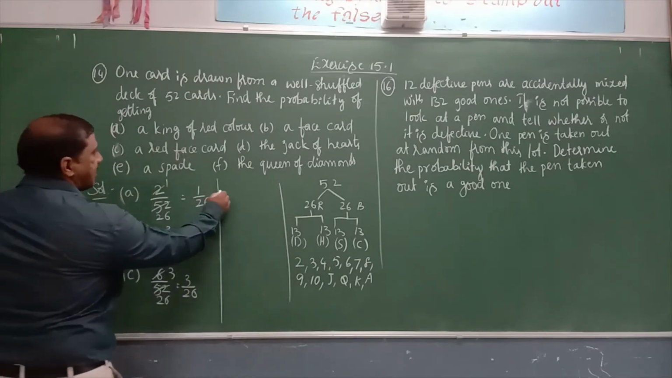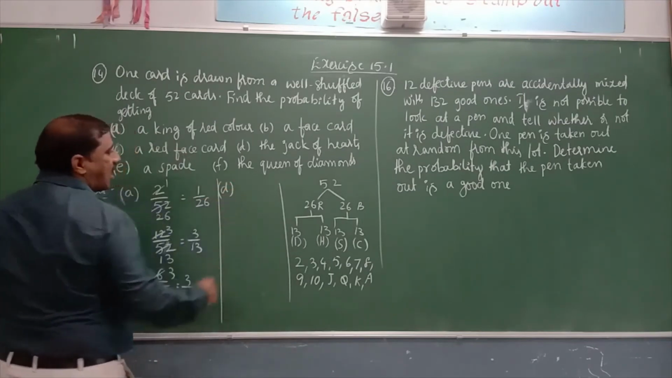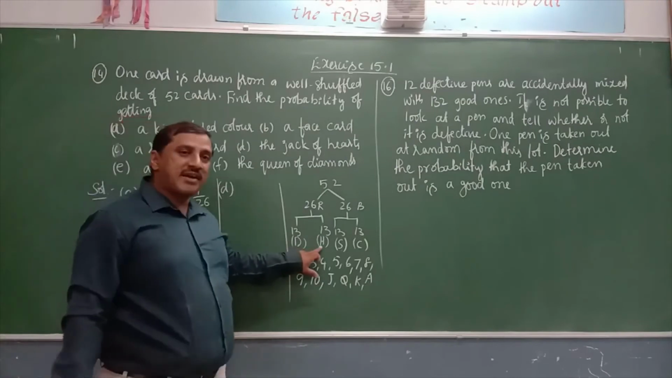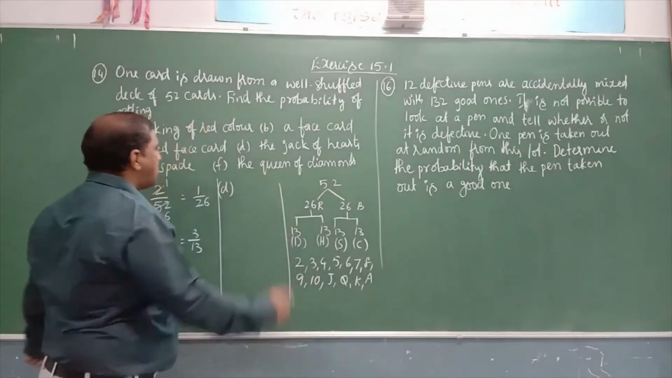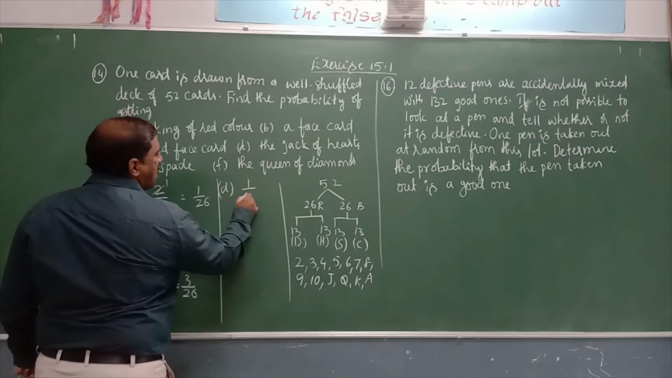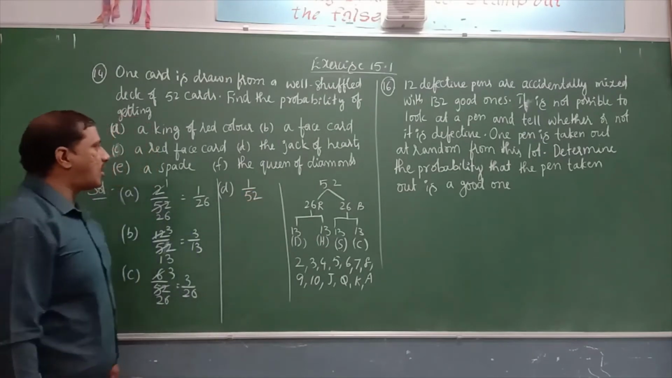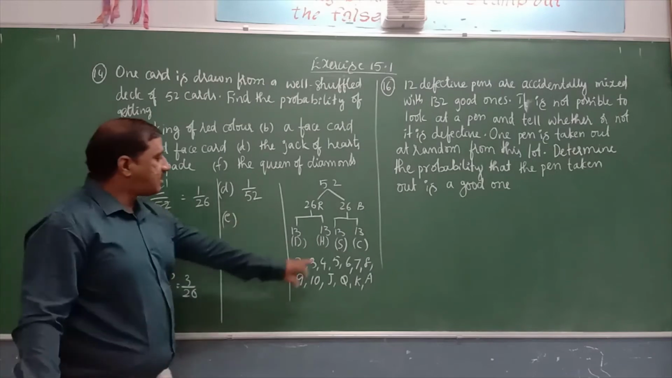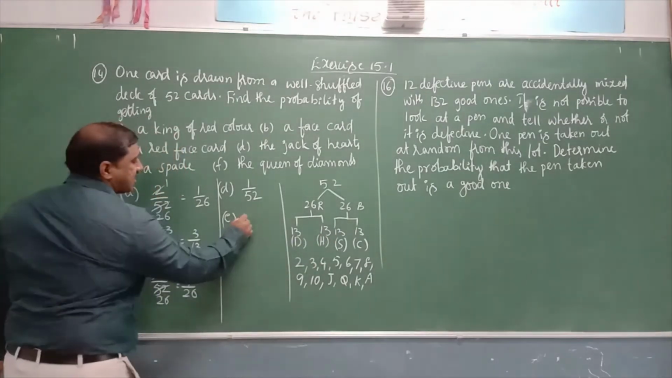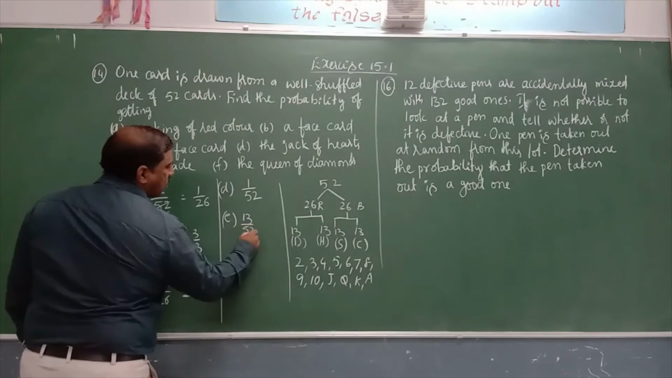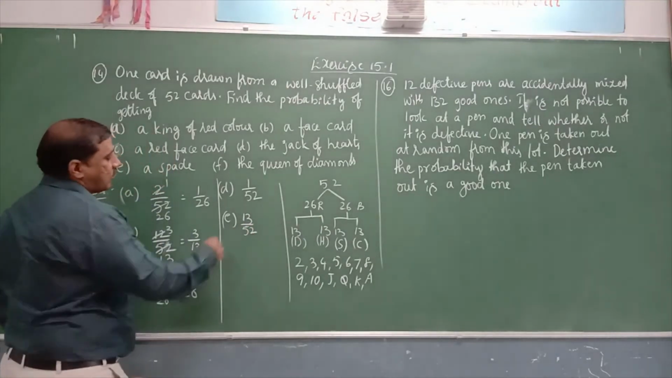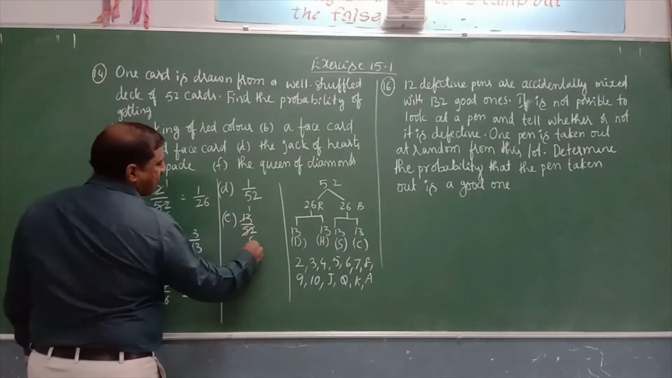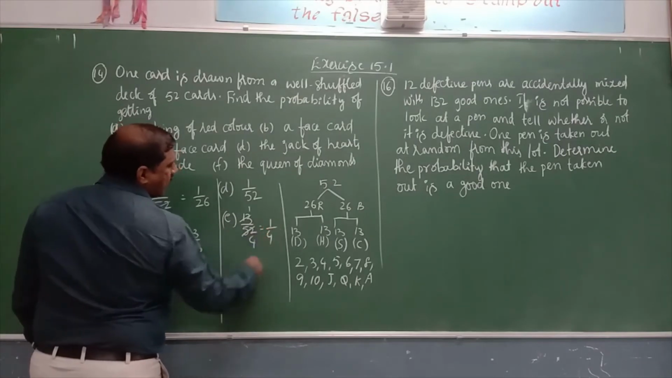Next, D. The Jack of hearts. How many Jacks of hearts are there? Only 1 Jack. Therefore, it is 1 divided by 52, as 52 is the total number of cards. Next, a spade. How many spades are there? 13 spades are there. Therefore, it is 13 by 52. 13 ones are 13, 13 fours are 52, which equals 1 by 4.